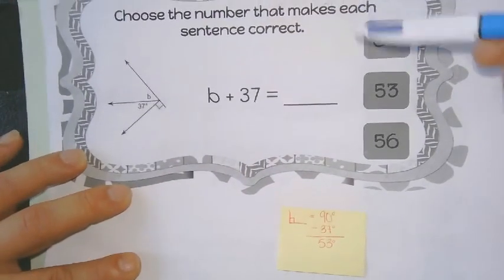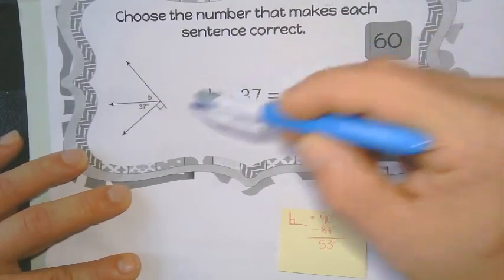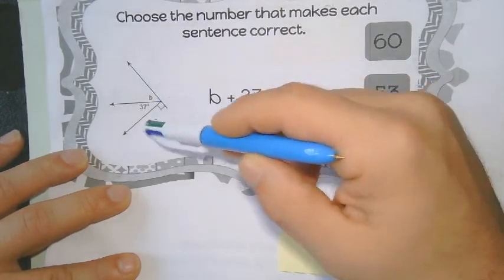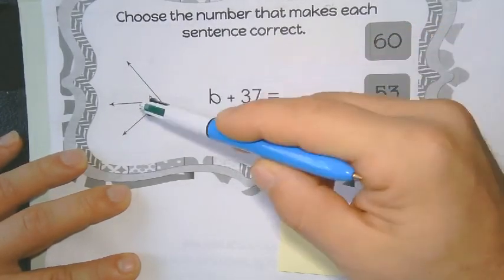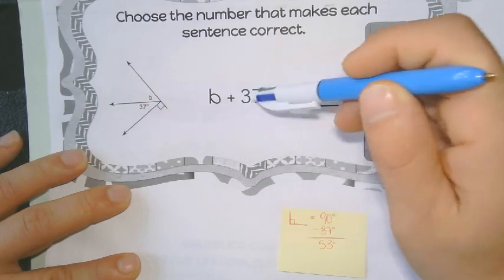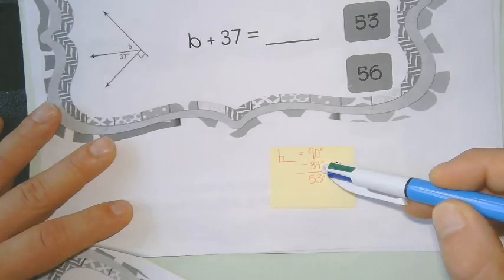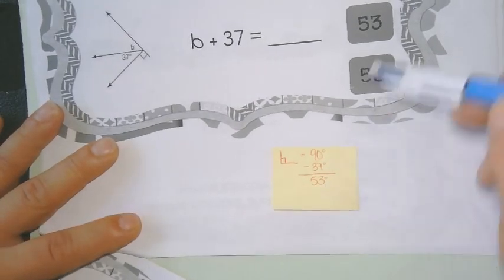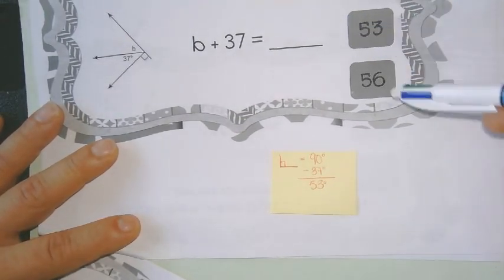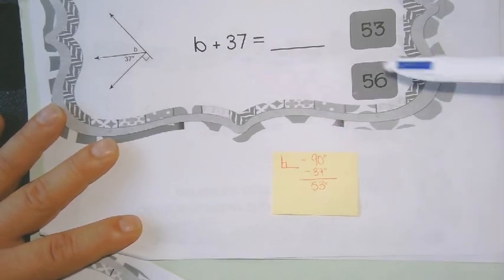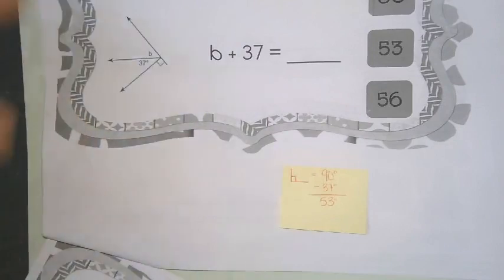Choose a number that makes each sentence correct. Again, we have a 90-degree angle, and we are given 37. So 90 minus 37 is going to give you B. 90 minus 37 is going to be 53. So the answer is 53. And if you try 60 or 56, you will see that it will not produce a 90-degree angle.